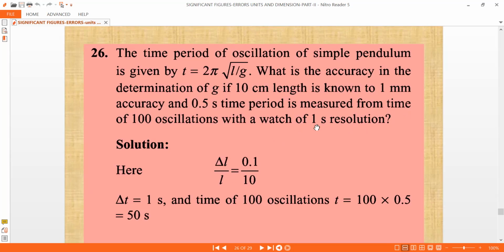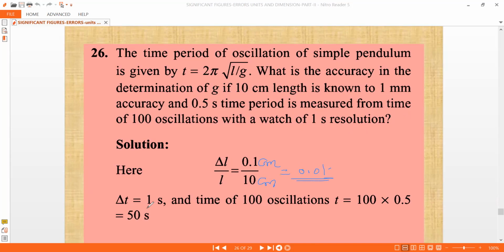So delta L by L. First, initially it is calculated. What is the delta L by L? L is 10 centimeter. The error is 1 millimeter. 1 millimeter is 0.1 centimeter. So 0.1 centimeter divided by 10 centimeter. So the delta L by L value is 0.01. So that is the first part we got.